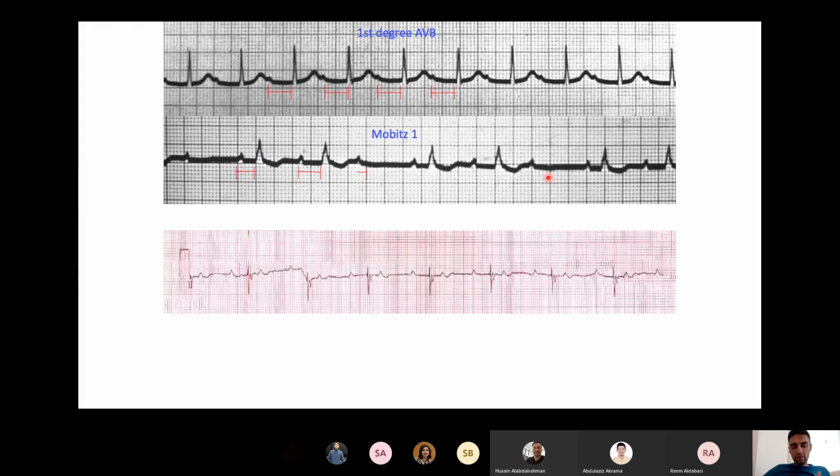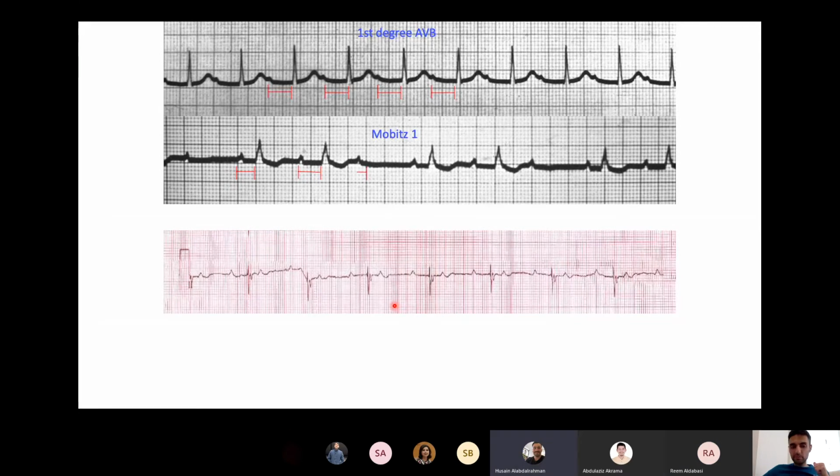Okay, next. And then you see this rhythm strip again. We are in sinus rhythm, and you see this. And let's say I'm telling you this is a 6-month-old infant. So it's a baby, definitely bradycardic. Okay, you see PR prolongation here. Then you think of AV block. What type of AV block is that? Also second degree, but Mobitz 2. Okay, why do you say Mobitz 2?